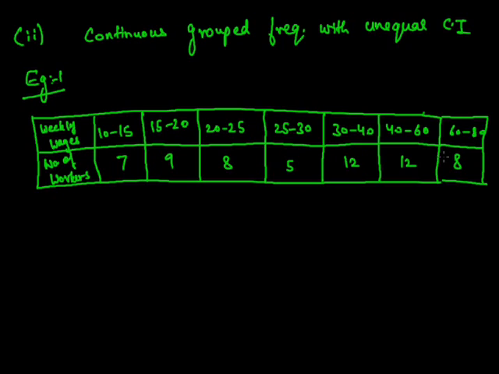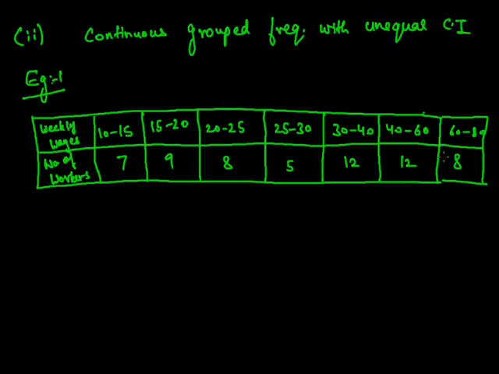Initially 10 to 15, 15 to 20, 20 to 25 and 25 to 30. The class interval or class size in these initial four groups is 5, but after this, for 30 to 40, the class size is different, that is 10. For 40 to 60 the class size is different, that is 20. Again for 60 to 80 it is 20. So the class interval or class size is different.